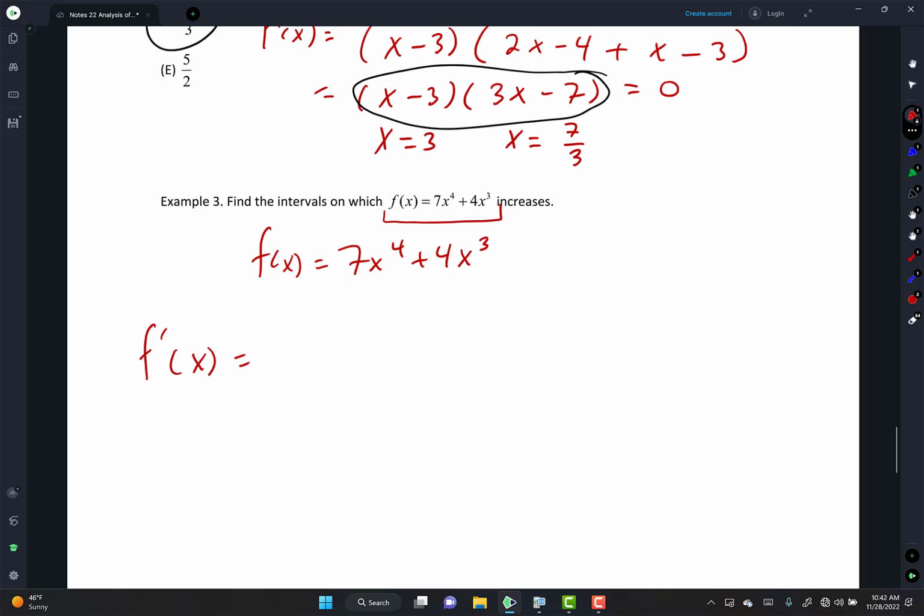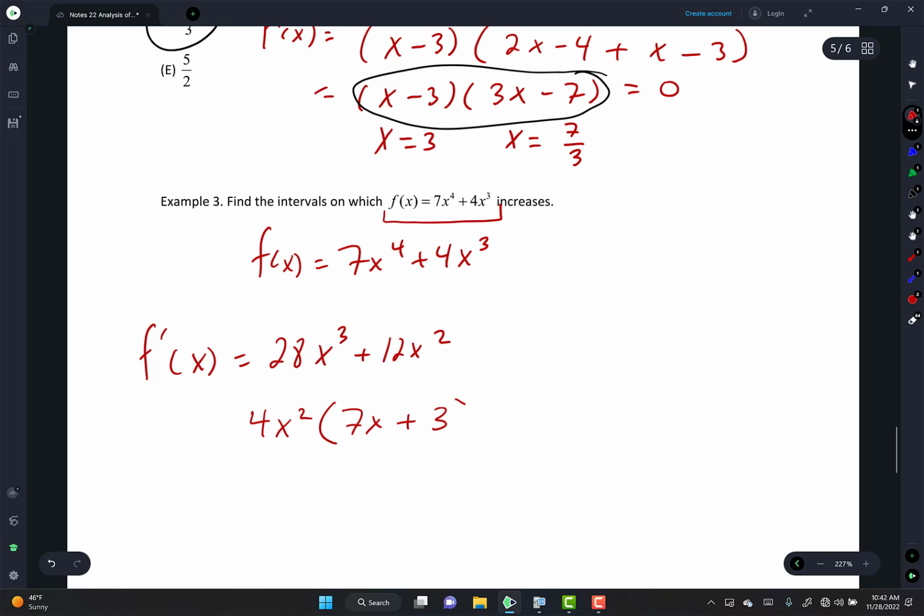Give me the derivative of 7x to the 4th. Give me the derivative of 4x cubed. All right. So now the next is just all algebra. What can I factor out of 28x to the 3rd plus 12x squared? 4x squared. So I'm going to have 7x plus 3 on the inside.